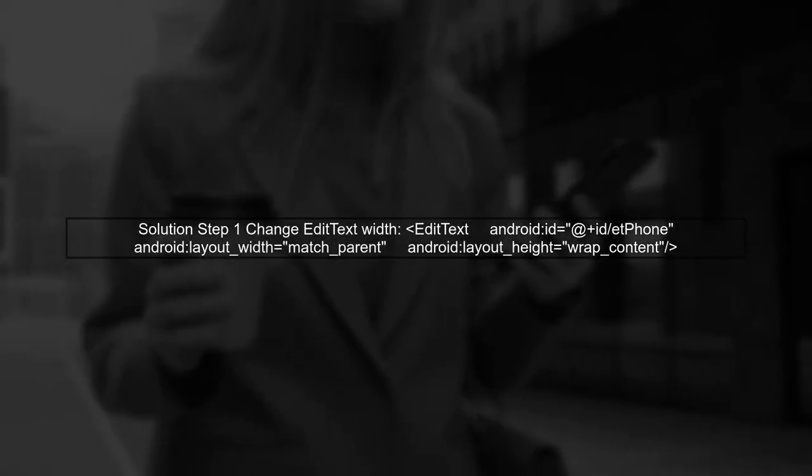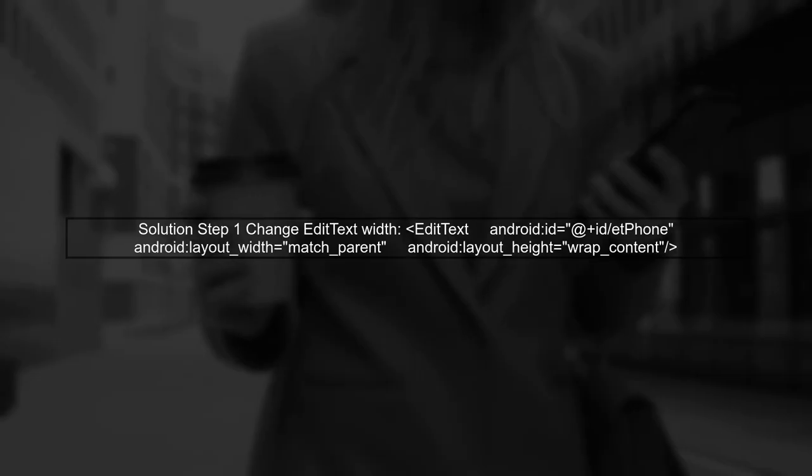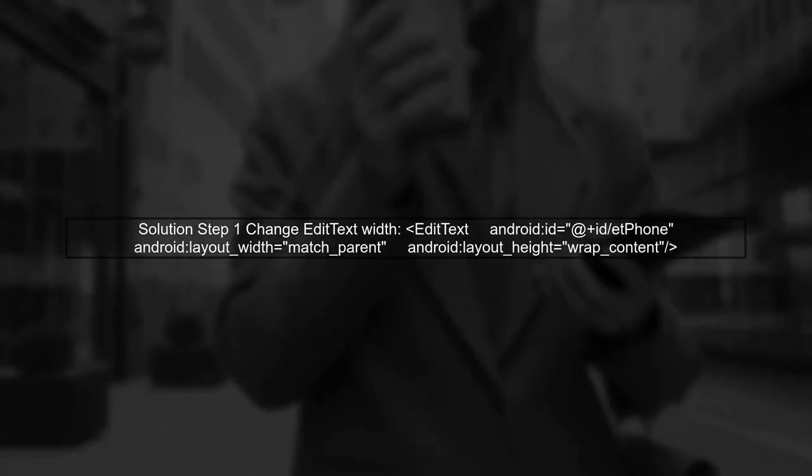The issue you're experiencing with the edit text error indicator in your bottom sheet dialog is likely due to the layout parameters. Let's take a closer look at your dialog layout. In your dialog layout, you're using a constraint layout. However, the edit text's width is set to wrap content. This can cause issues with positioning. Let's change the width to match parent.